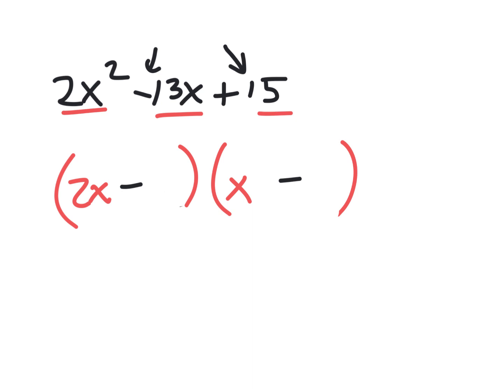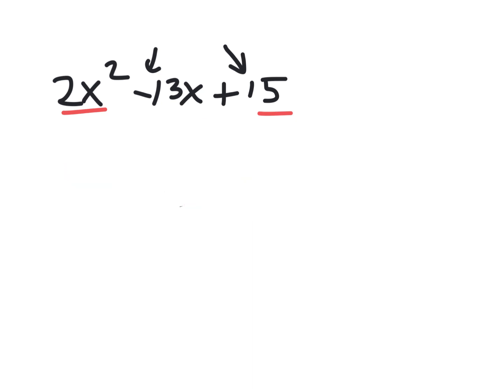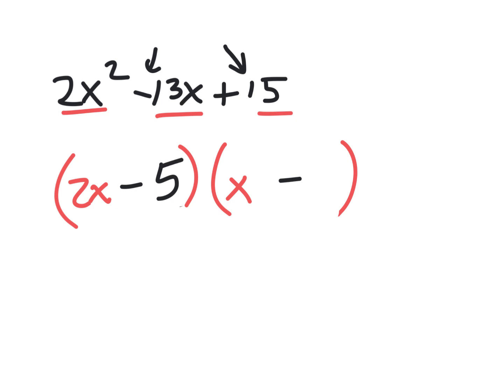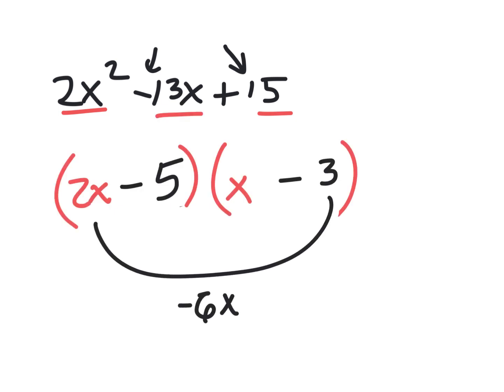Now that you know that, the only thing left is that the 15 can be broken up into a 5 and a 3, or a 15 and a 1. And then is it 5 and 3 or 15 and 1? I don't know, so I'll check. I go 5 and 3, and I check. And I go outside negative 6x, inside negative 5x. Does that together make 13? No, it doesn't. It makes 11.